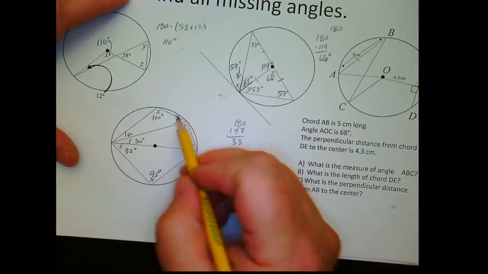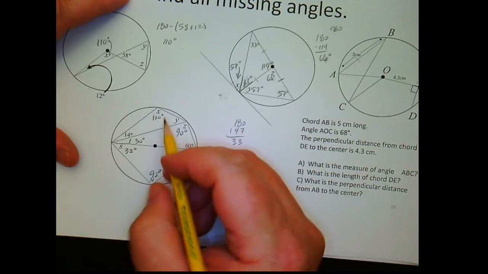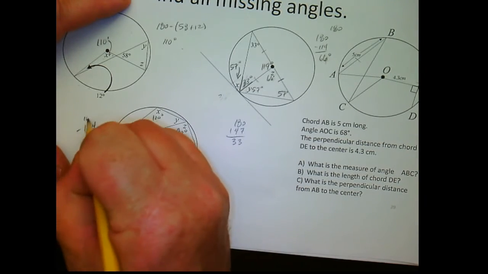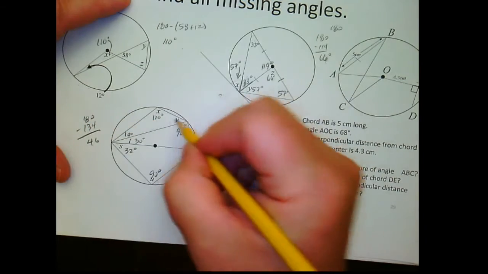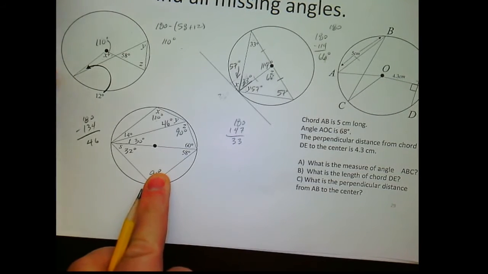Now let's take a look at this triangle right here. That's 120, that's 14, that's 134. So if we subtract that from 180, we get 46. Man, sometimes they fall together really easy like this.